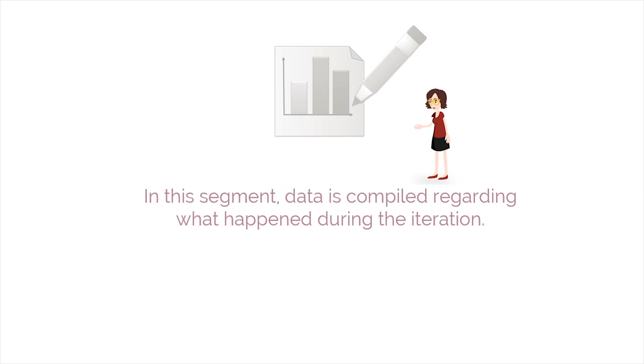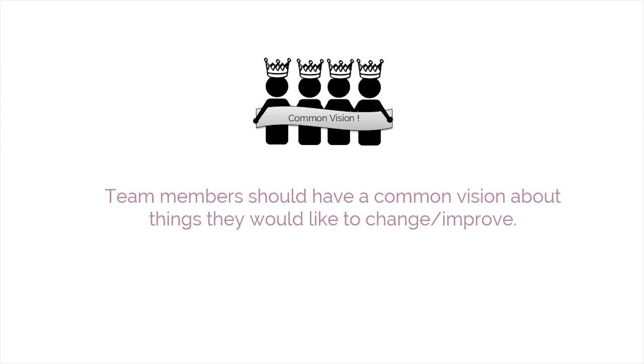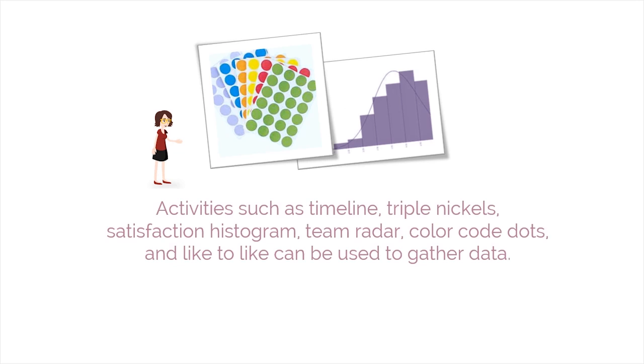The next segment is gathering data. In this segment, data is compiled regarding what happened during the iteration. Team members should have a common vision about the things they would like to change or improve. Activities such as timeline, triple nickels, satisfaction histogram, team radar, color code dots, and like-to-like can be used to gather data.